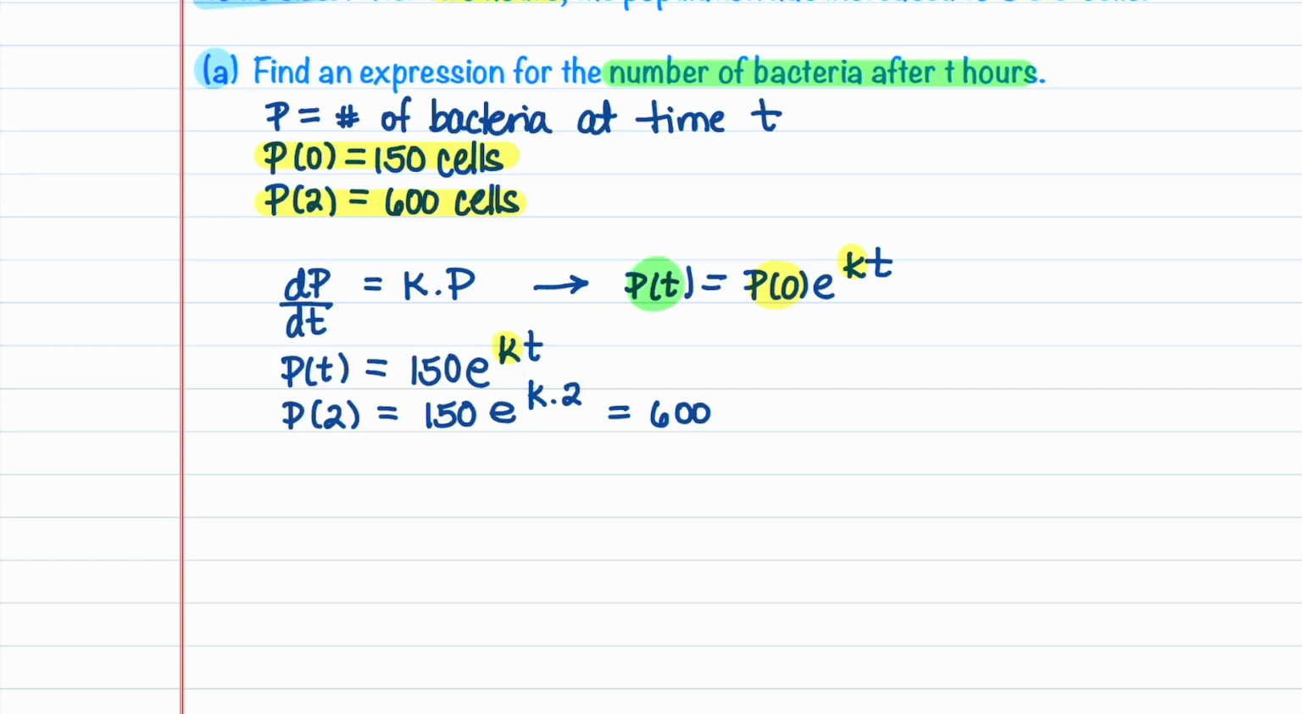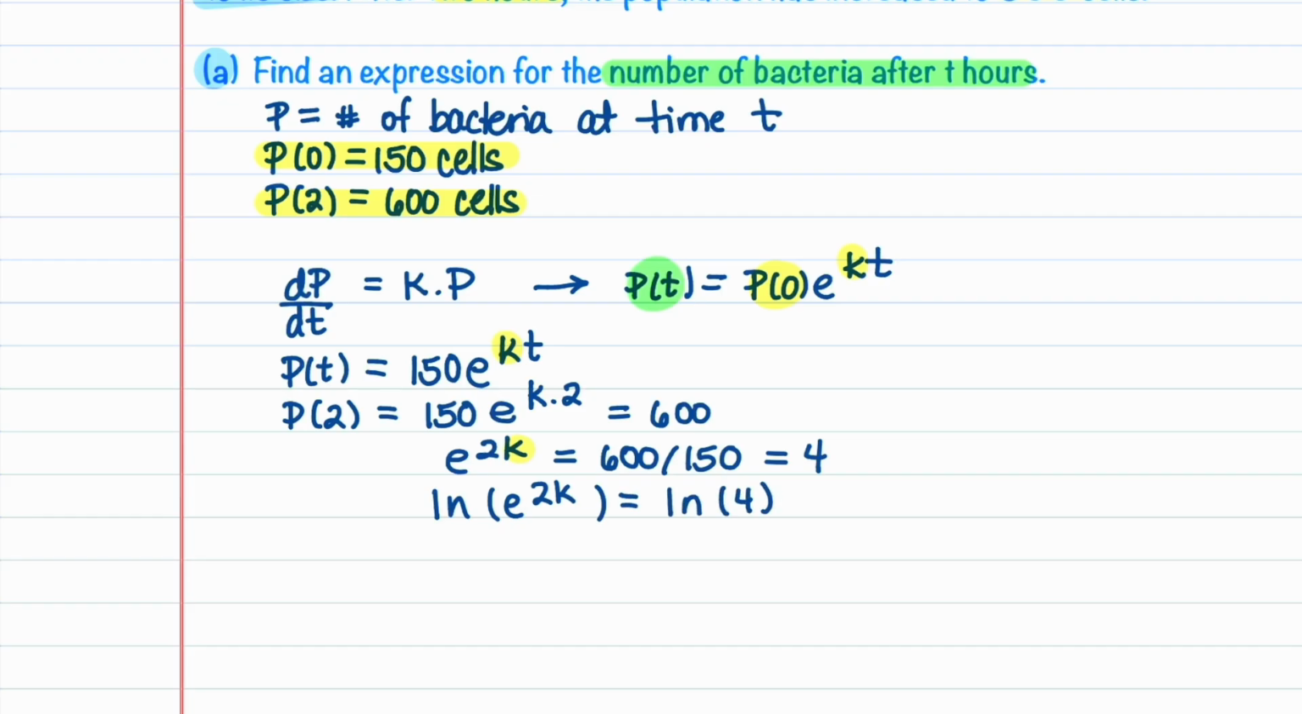Let's go ahead and divide both sides of the equation by 150. So we have e to the 2k is equal to 600 divided by 150, which is equal to 4. Now we need to solve for k. We're going to do that by taking the natural log of both sides of the equation. So we have natural log of e to the 2k is equal to natural log of 4.